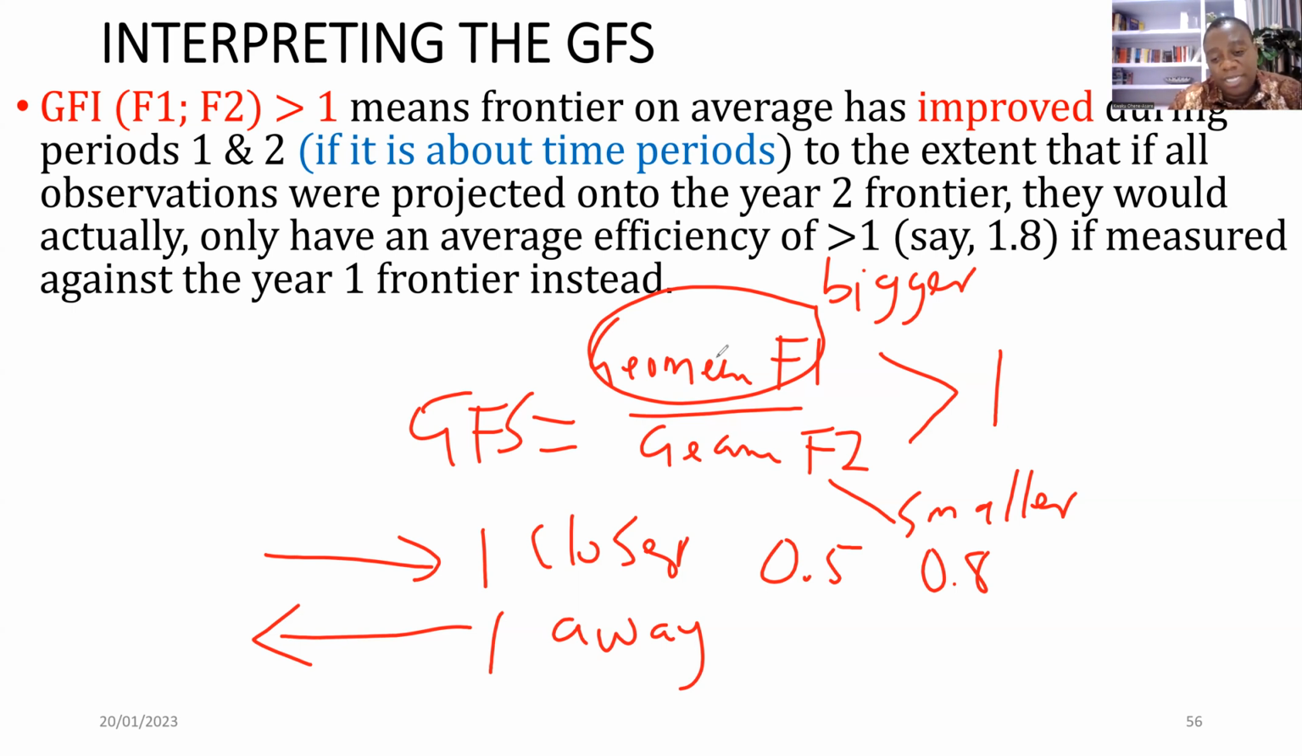If you are using output orientation and you have 3.5 and then 2.9, which one is better? Anybody? 3.5 and then 2.9. Which one is better? The 2.9 is better. Why? Because it's closer to 1. That's it. So 2.9 is better than 3.5 because it's closer to 1.